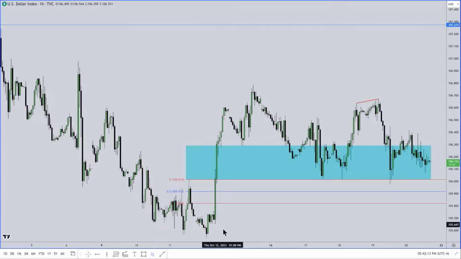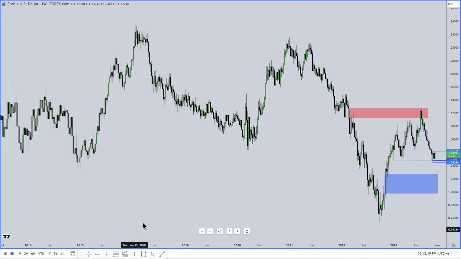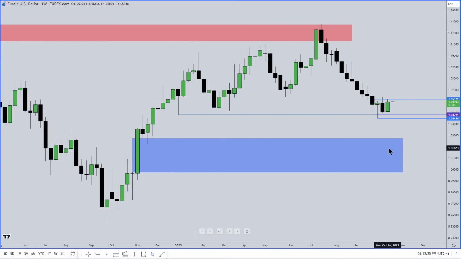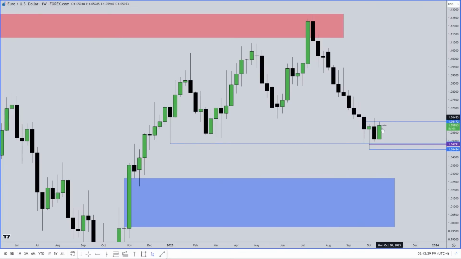All right, let's take it on into euro dollar. Here's euro, its weekly chart. And in similar fashion, we had an inside week last week here. So an inside week, I failed to mention it earlier when I was talking about the dollar index.